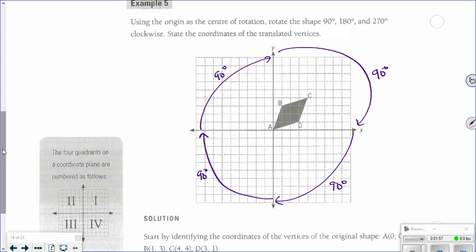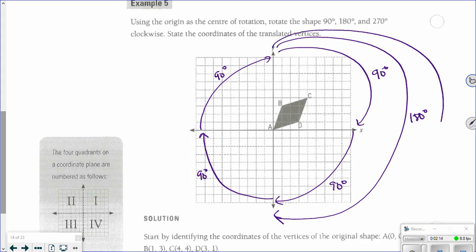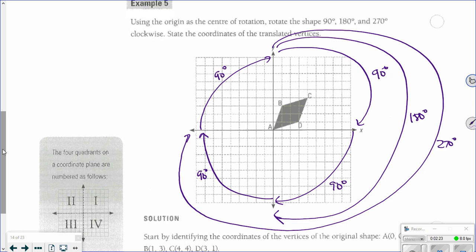That means if we're changing something by 90 degrees, we're doing a 1/4 turn. If we're going 180 degrees, we're going halfway around the circle. And if we're going 270 degrees, we're going 3/4 of the way around the circle. Okay, so each section of the graph is 90 degrees.